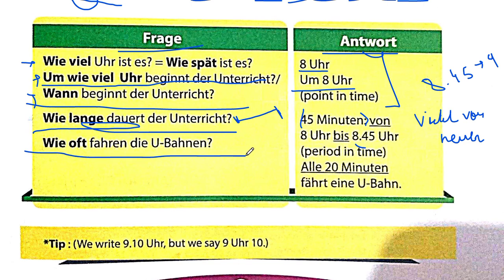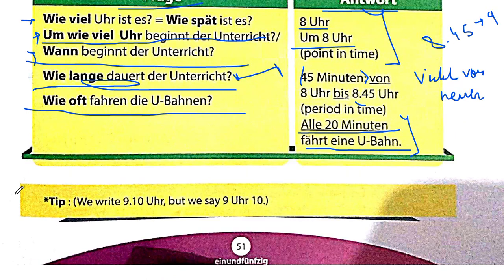Wie oft fahren die U-Bahnen? How often do the U-Bahns, the trams, basically travel? Alle 20 Minuten fährt eine U-Bahn. So you have to basically tell a period again. You have to tell 20 minutes, however much time it is.